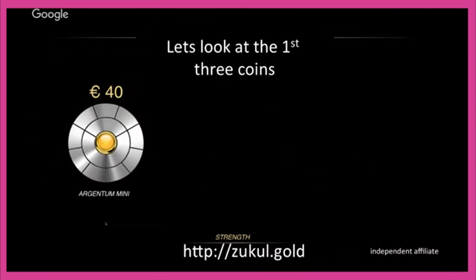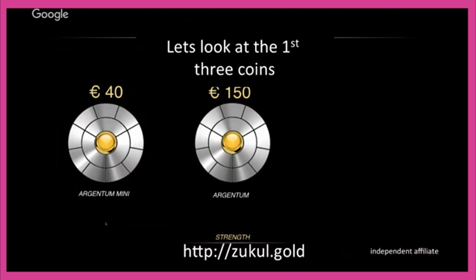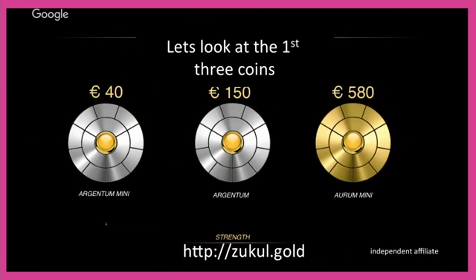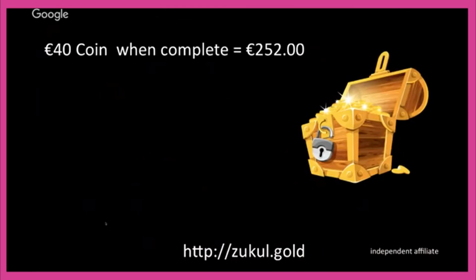There's a 40 euro coin, there's a 150 euro coin, and there's a 580 euro coin. Now, the 40 euro coin, when it's complete, that means it's got you in it, and it's got 12 other people, the 3 people that you bring in, and the 9 that's on the outer ring there. So that's 12 people plus you's 13 people. So when that coin is complete, it returns you 252 euros. How is that spent?